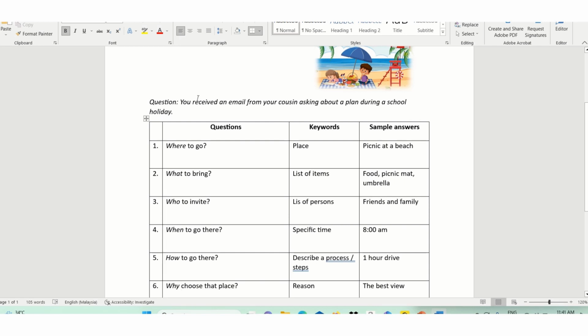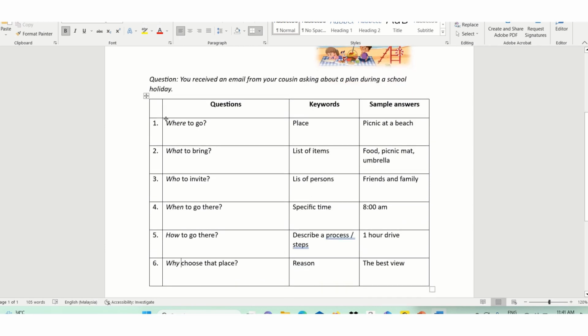Okay, so you received an email from your cousin asking about a plan during a school holiday. And so we know that the WH questions are very important here. That is the first thing for the students to identify and to know what it means or what the question wants them to answer. All right.